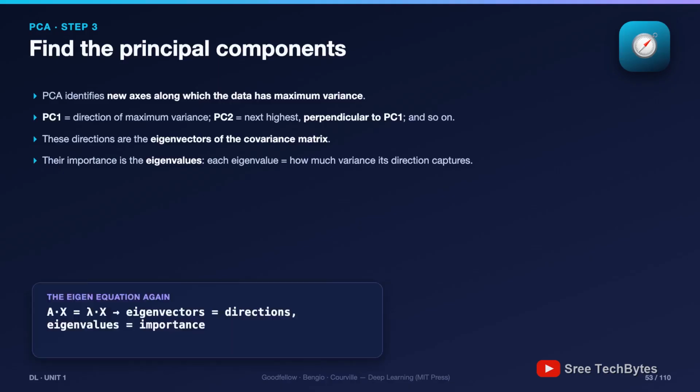Here's a computation examiners love. Suppose the eigenvalues are 4.2, 1.1, 0.4, and 0.3. What fraction does PC1 explain? 4.2 divided by the total 6, 70%. One direction carries 70% of everything the data has to say.